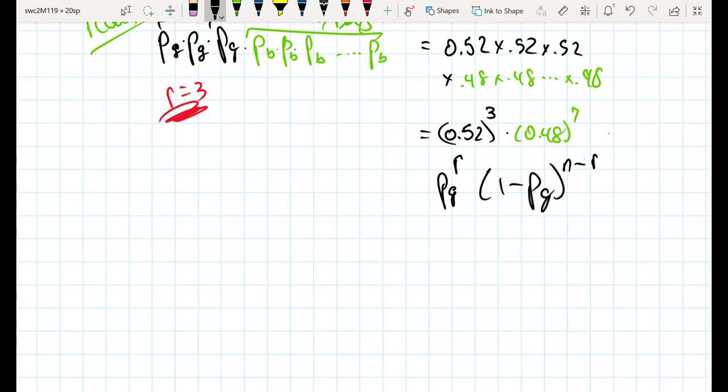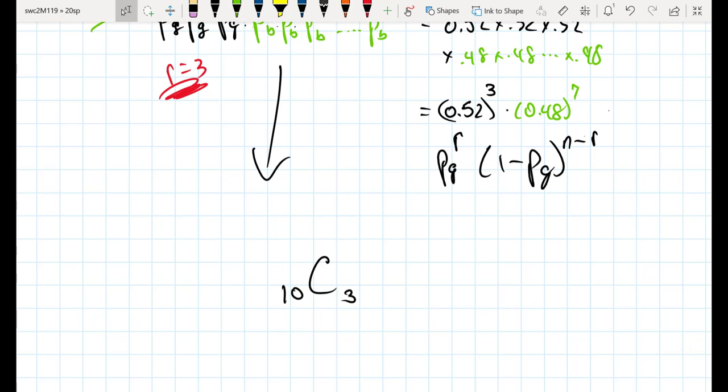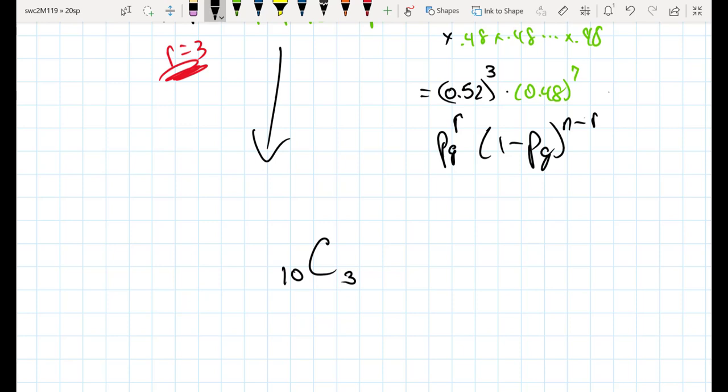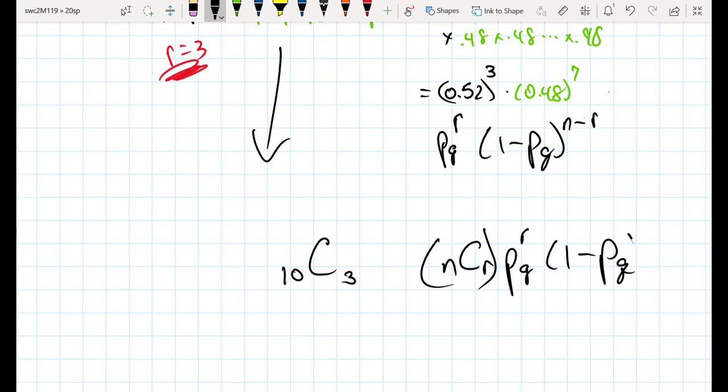And if order doesn't matter, out of the 10, there are 10 choose 3, so nCr, different ways where we could have 3 girls out of the 10 kids. So the most general formula is this one right here: nCr times the probability of having a girl to the power r, times 1 minus that probability to the power n minus r.